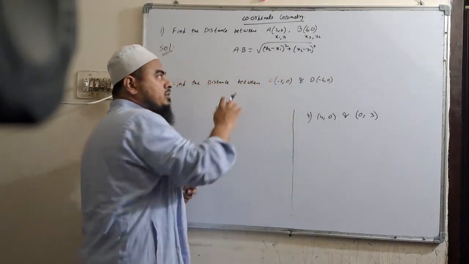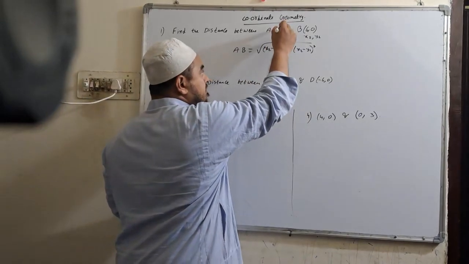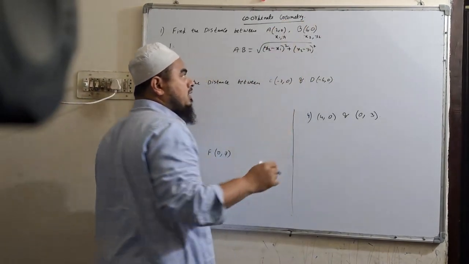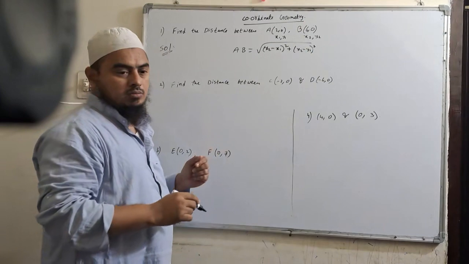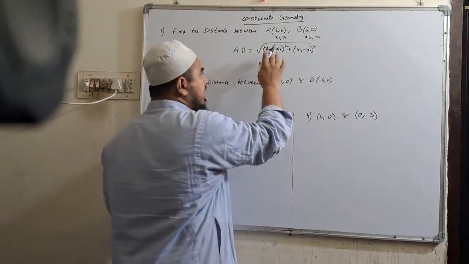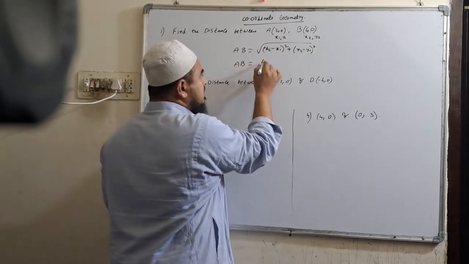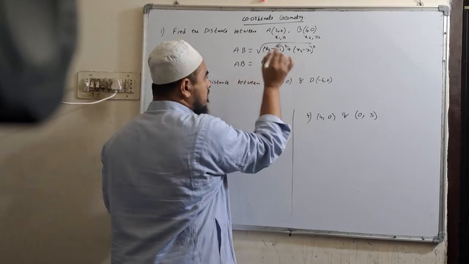So one thing you can use the formula here: since if you observe, the y coordinate in both the A and B points is 0. Y coordinate in both A and B is 0. So directly you can find the distance here. AB is equal to 6 minus 2, which is equal to 4.